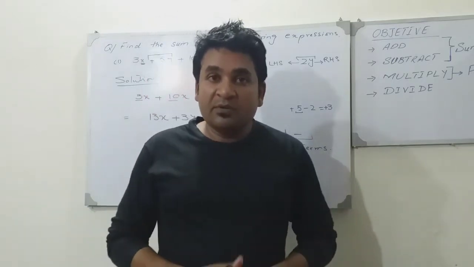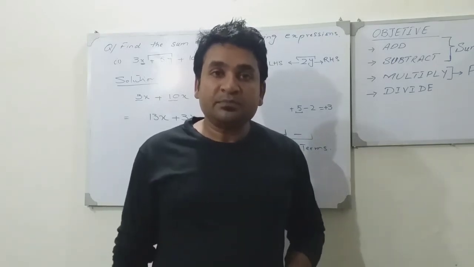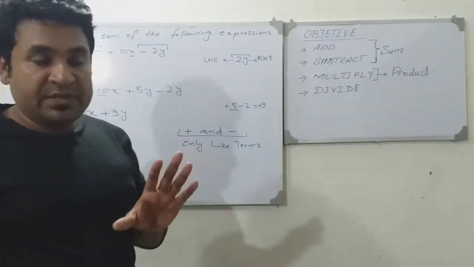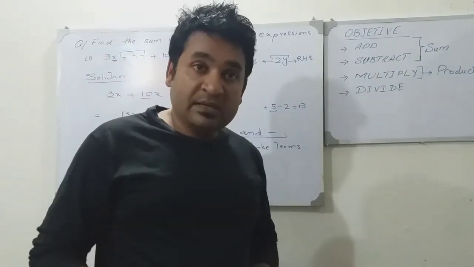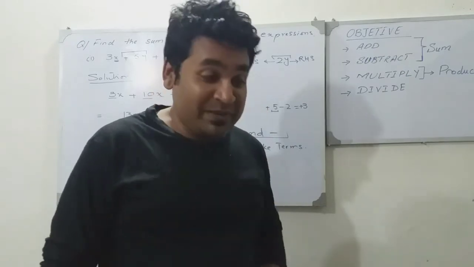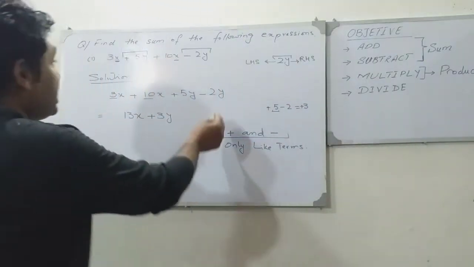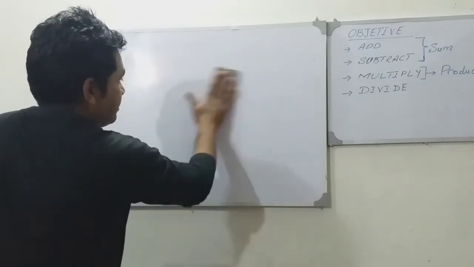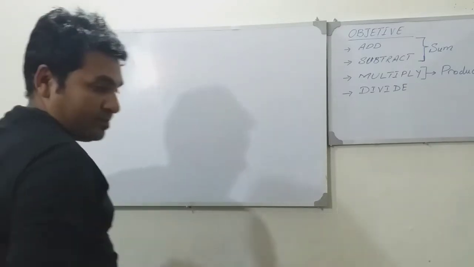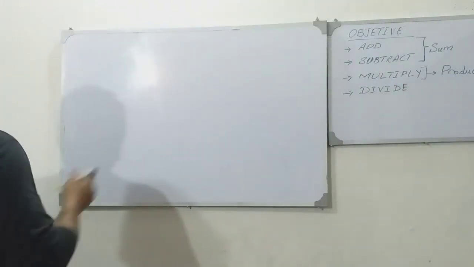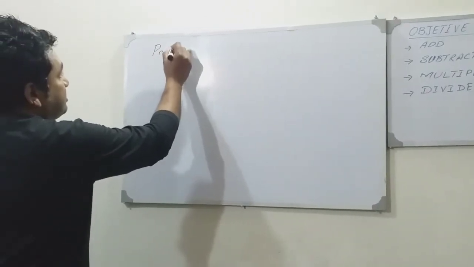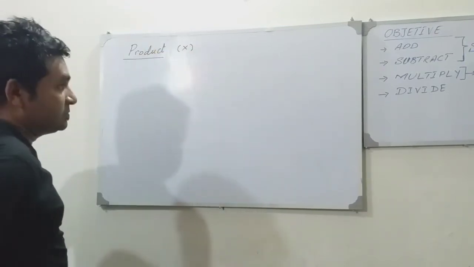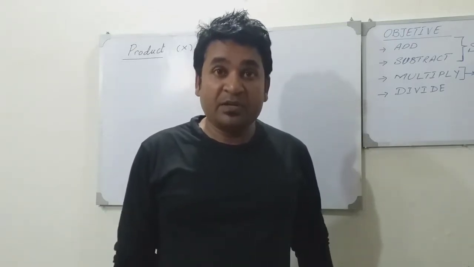I hope the concept of how we sum up the terms in an expression is clear. Now the next topic is when we multiply expressions. So how do we multiply expressions? You need to be very focused, and concentrate on my words as well as on the question. Product means we are going to multiply the terms.